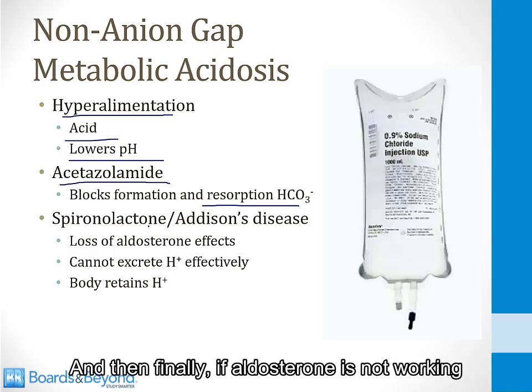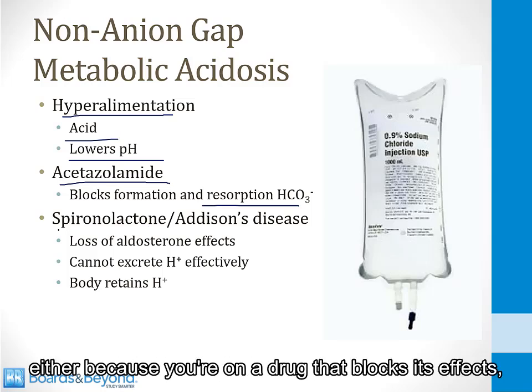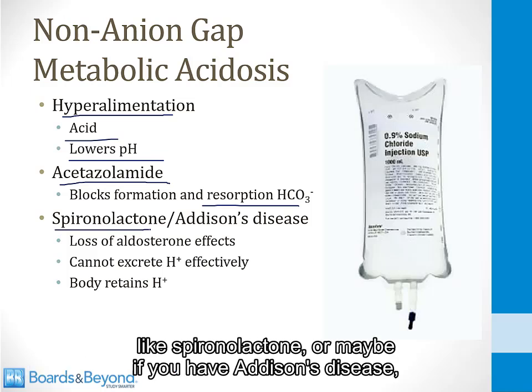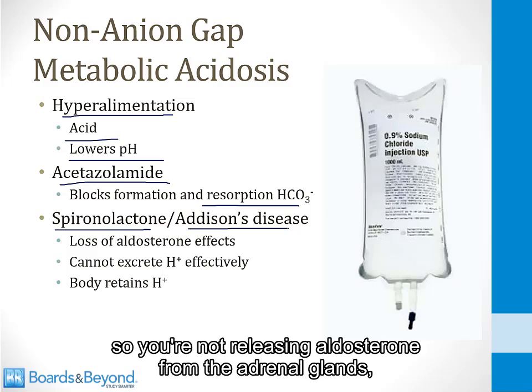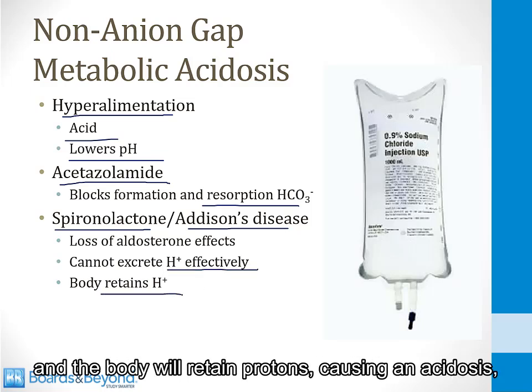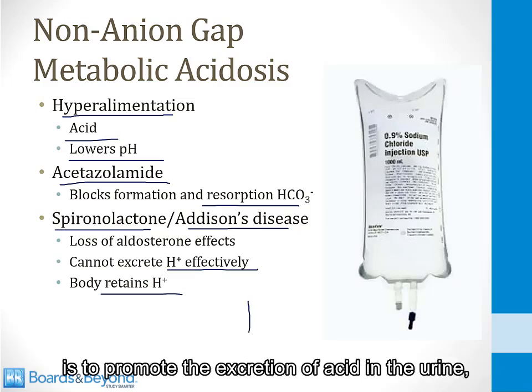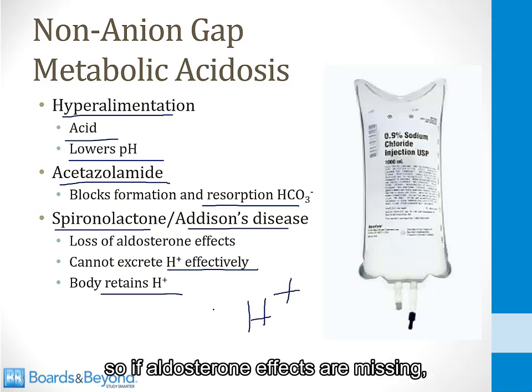And then finally, if aldosterone is not working in your body for some reason, either because you're on a drug that blocks its effects like spironolactone, or maybe if you have Addison's disease, so you're not releasing aldosterone from the adrenal glands, this will lead to the inability to excrete protons effectively, and the body will retain protons, causing an acidosis. Remember that the job of aldosterone is to promote the excretion of acid in the urine. So if aldosterone effects are missing, that will cause a non-gap acidosis.